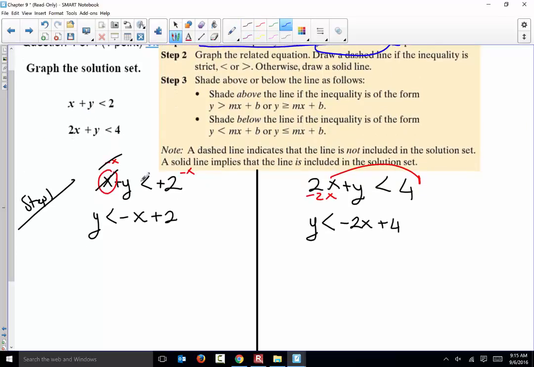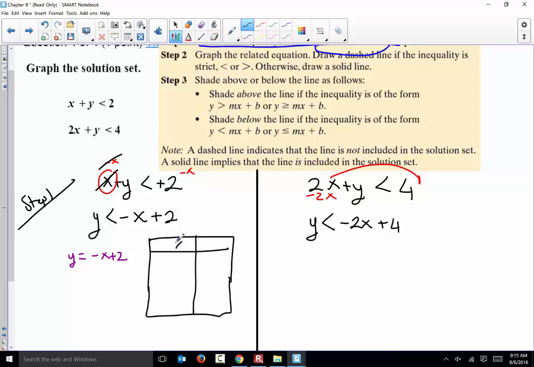We are going to graph the related equation. So for a second, think this is y equals minus x plus 2. Create a table and get 2 points on it. Connect those 2 points and extend. I mean, we will graph a line equation here. Just imagine this is an equal sign for a split second.